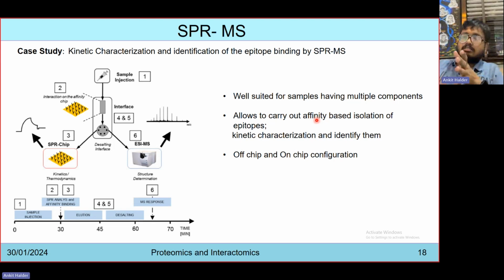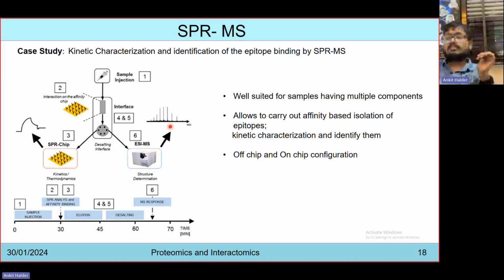Affinity based isolation can be done in the SPR, where you can get the responses, that is, how much it is getting bound and how much response is being generated, and then finally identify them. So there are two configurations that are possible. One is the off chip configuration and the other is the one chip configuration.